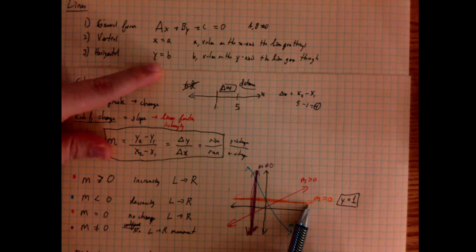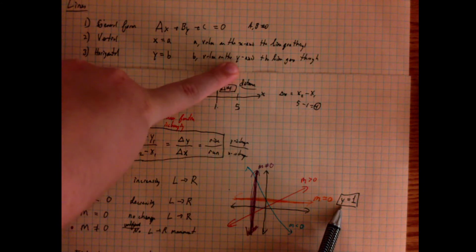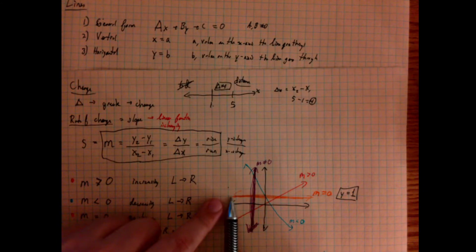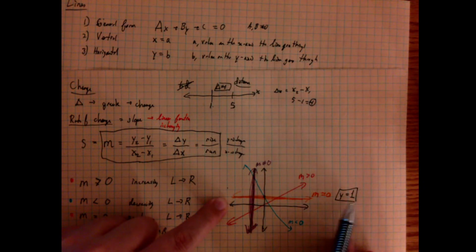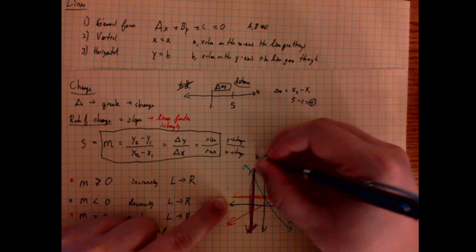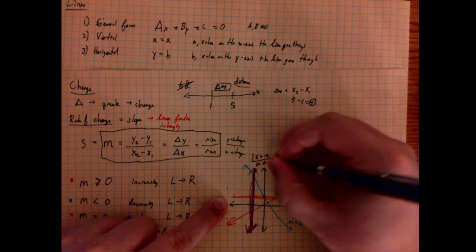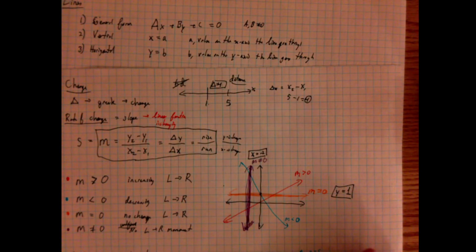So it always has y equals b as our equation. But what's b? b is the value on the y-axis the line goes through. Well, where does it go through the y-axis? Right there. So we'd say this is y equals 1. Whereas this one, we would say is x equals -2, for much the same reason, because it's the value on the x-axis that it goes through.